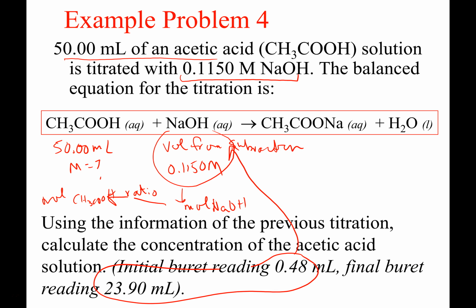Oops, sorry. And I didn't even read the question yet, did I? Using the information from the previous titration, calculate the concentration of acetic acid. So under acetic acid, under the CH3COOH, I finally put M is equal to question mark. So we do have kind of a three-step approach. Well, four if you count: you have to do the difference here, and then use the volume and molarity to get to moles of NaOH, and then use the moles of NaOH to get to moles of CH3COOH, and then use the moles of CH3COOH divided by that volume to get to the molarity of that CH3COOH.